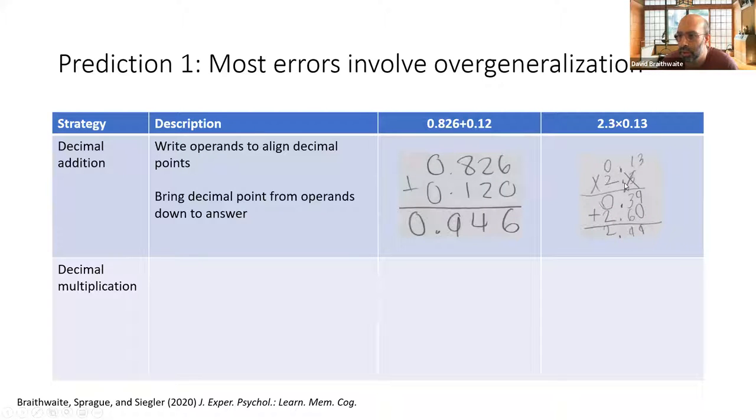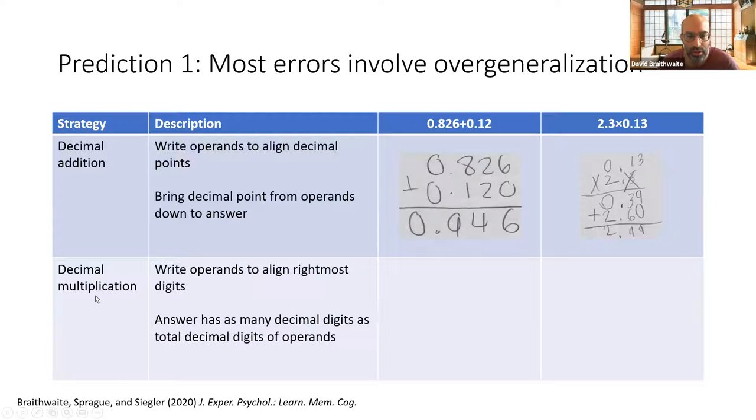They have, as in the case of addition, written down the operands so that their decimal points are aligned, and they've brought that decimal point straight down into the answer, resulting in an incorrect answer, 2.99, whereas the correct answer should be 0.299. Now let's look at the converse case using the strategy for decimal multiplication.